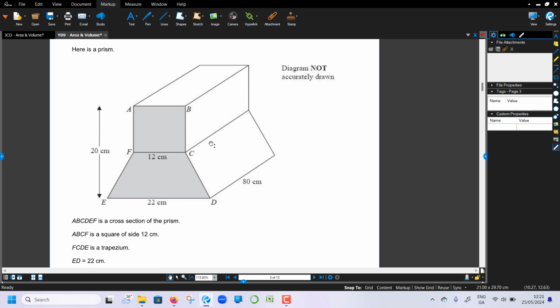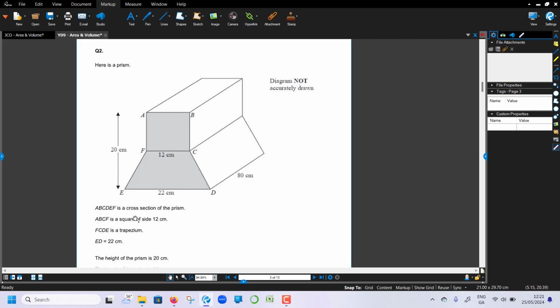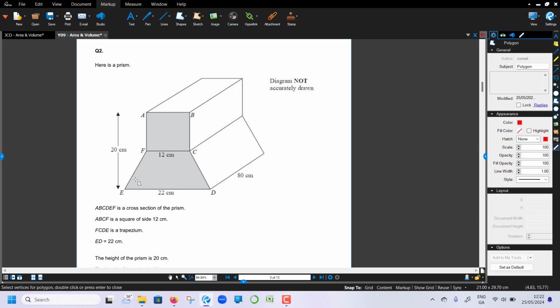Okay, here's a prism. Great. So we're told it's a prism, we can see that. ABCDEF is a cross section of the prism, yes. And then ABC, that's a square, we're told. And this is a trapezium. All right, great. And then this other thing up here is a square. So I'll just mark them in just so you can see what's going on. So this is a square, and that's important because that allows us to get some information.